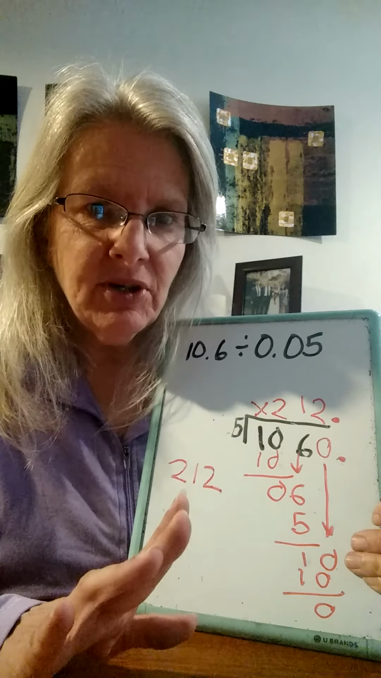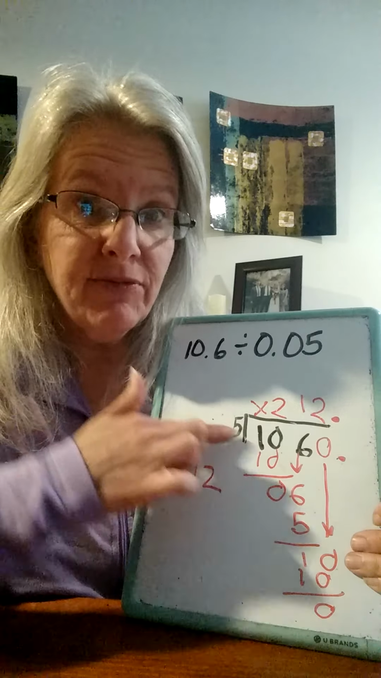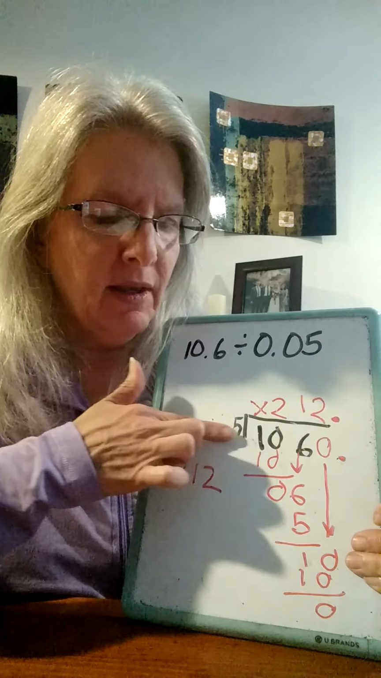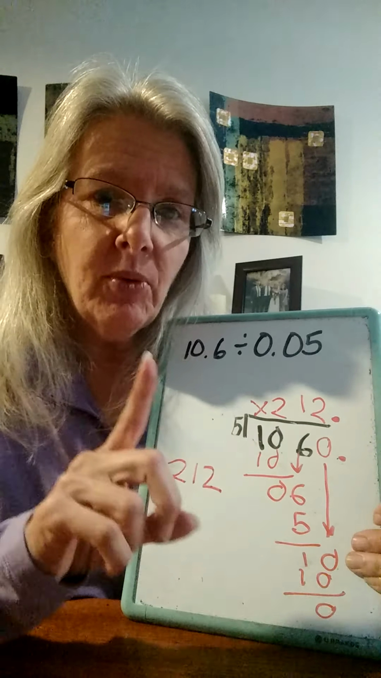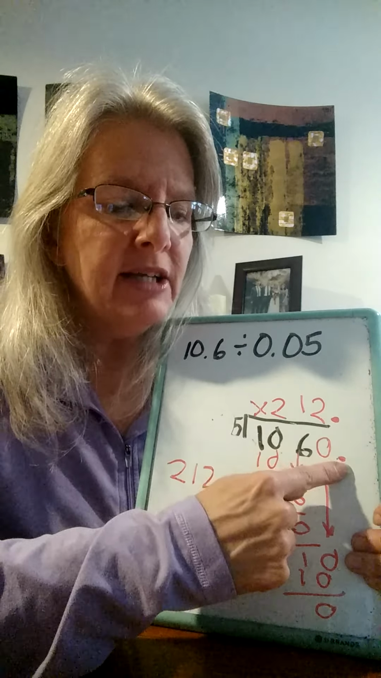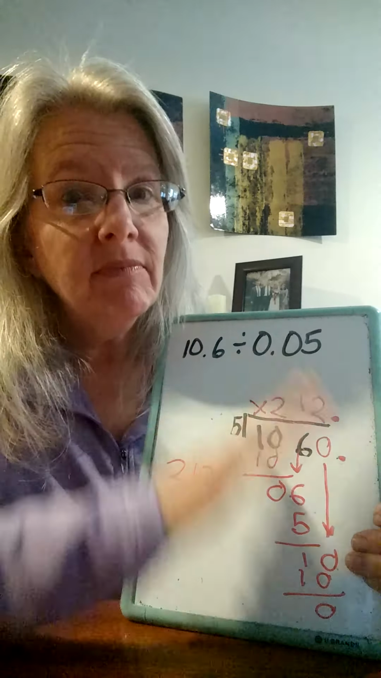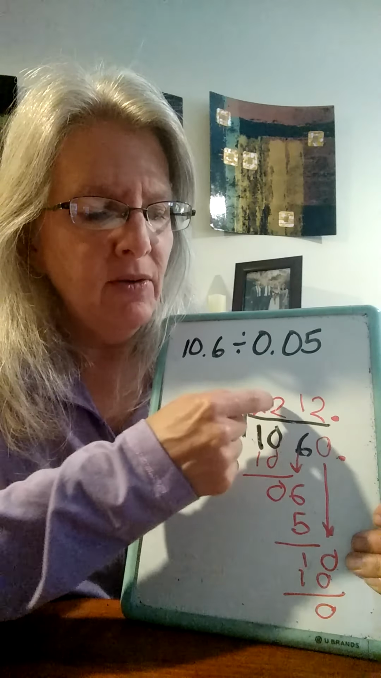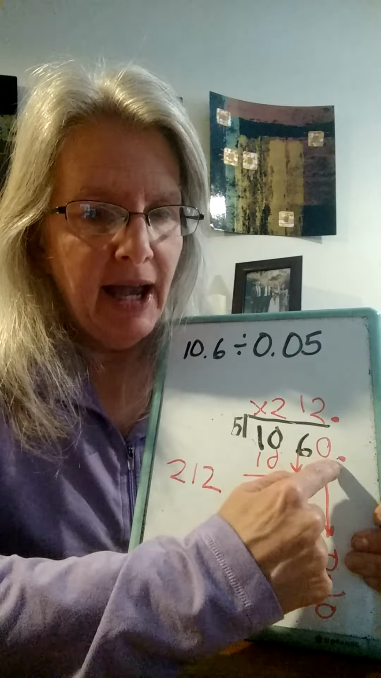So, steps for dividing. Number 1, make sure there's no decimal in your divisor. If there is, move it over. And remember, if you move it here, you have to move it there. So step 1, get your decimal out of your divisor. Step 2, put your decimal at the top before you start dividing. Step 3, divide. You should have something written on top of every number. If you end up with the remainder, add a 0 and keep going.